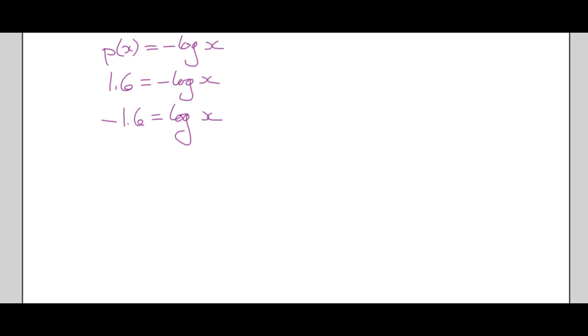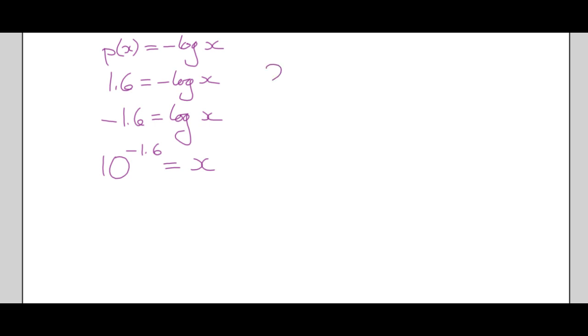So what you're going to do is change from logarithmic form to exponential form. What's the base? 10. What's the exponent? Negative 1.6. What's that equal to? x, right? We didn't write the base in there. If you have an unwritten base, what is it? 10. So we know the base is 10. What's a log? It's an exponent. So the exponent is negative 1.6, so x is equal to 10 to the power of negative 1.6.